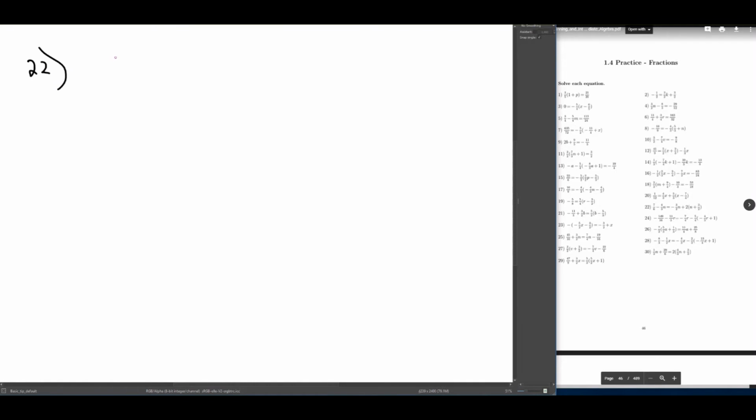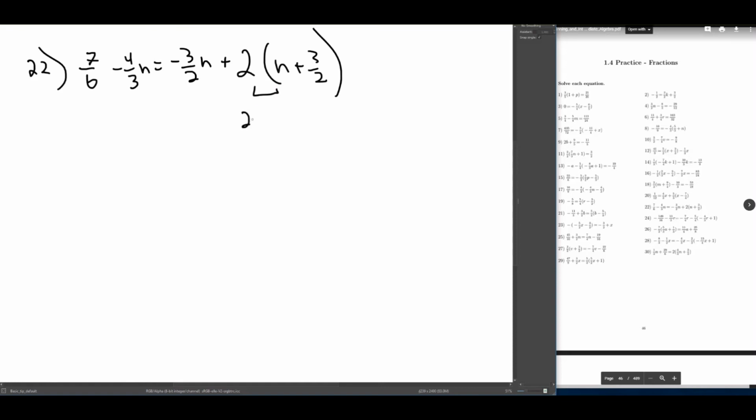Moving along, number 22 right now. All right. And these problems should be becoming progressively harder. 7 over 6 minus 4 over 3n equals minus 3 over 2n plus 2 times n plus 3 over 2. Wow, that's pretty complicated if you ask me, but we'll get through it.